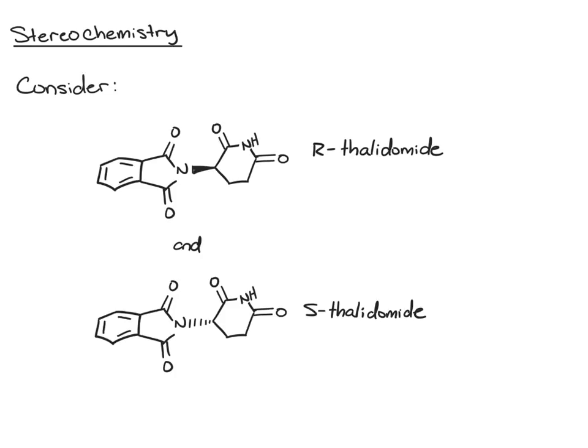So to start this off, I want to look at a fairly well-known example of a molecule known as thalidomide. And you'll see that I have two structures drawn here. We have R thalidomide and S thalidomide. And if you look carefully at these two structures, you'll notice that the only difference in them is on these carbons.